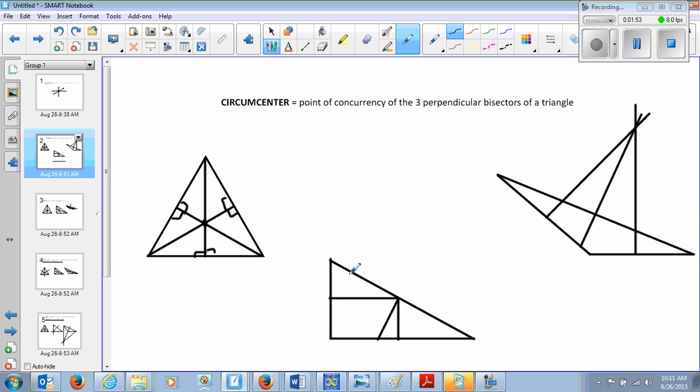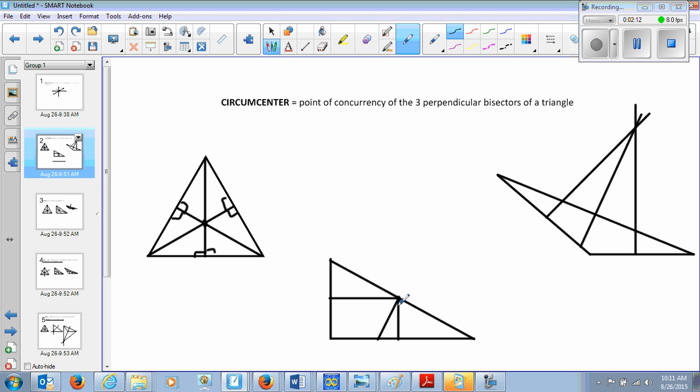This is another type of triangle that you may see. It is actually a right triangle. So here it is a right triangle. And notice something special about this: no matter what, when you have a right triangle, the circumcenter is always going to be in the middle of the hypotenuse here.